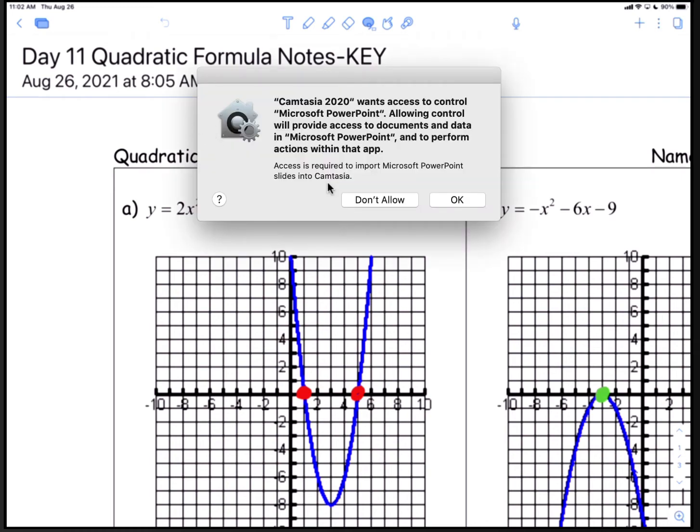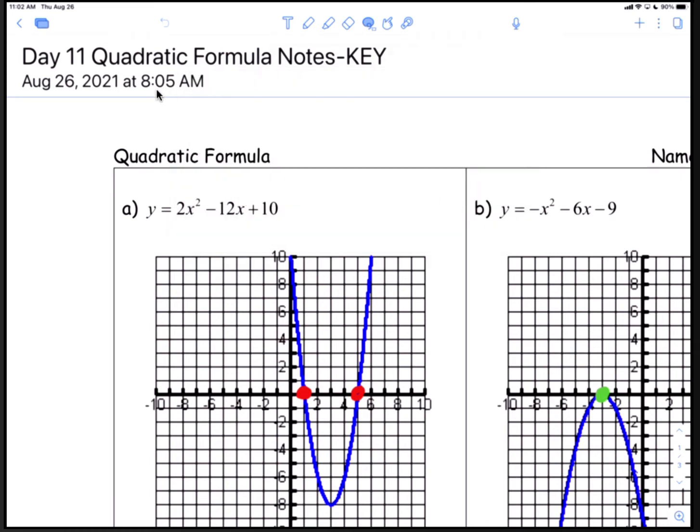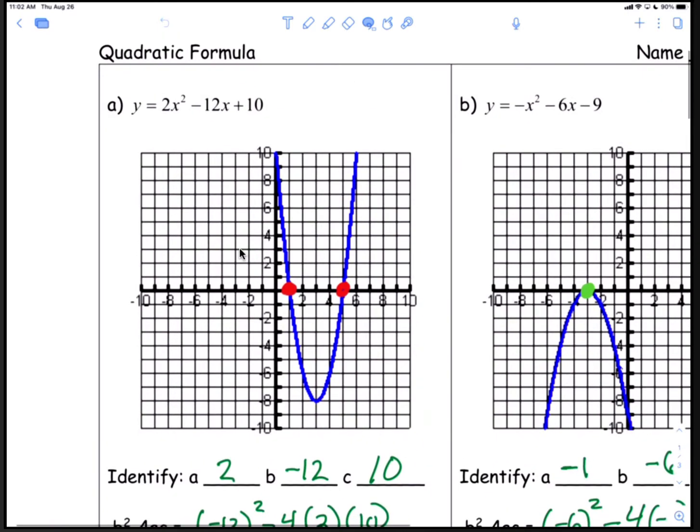All right, hello everybody. Today's lesson is on the quadratic formula, and we're going to take a look at another method for solving quadratic equations. So today we're learning about the quadratic formula. Well, before we actually get into the formula, let's look at a few graphs.